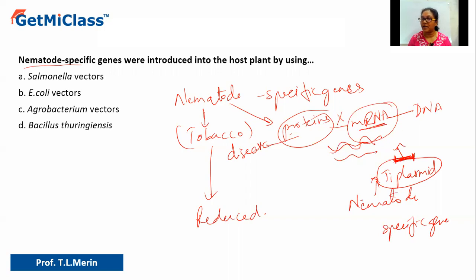So then what will happen? It will become double-stranded, hence no protein formation, because when it becomes double-stranded, it will not get translated. Hence, there is no production. So that is the entire technique.